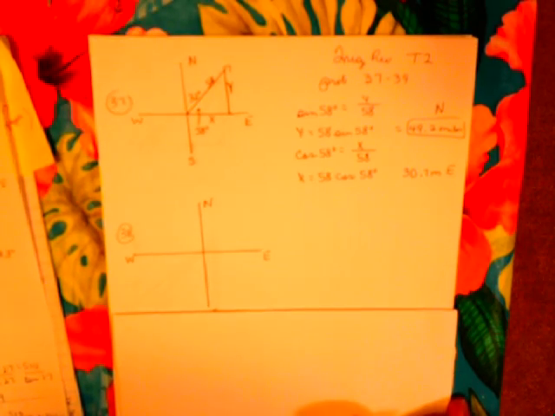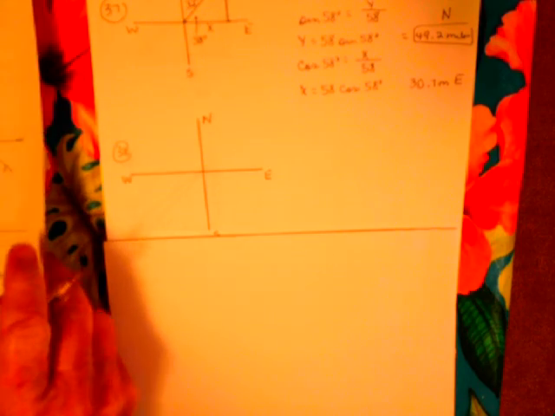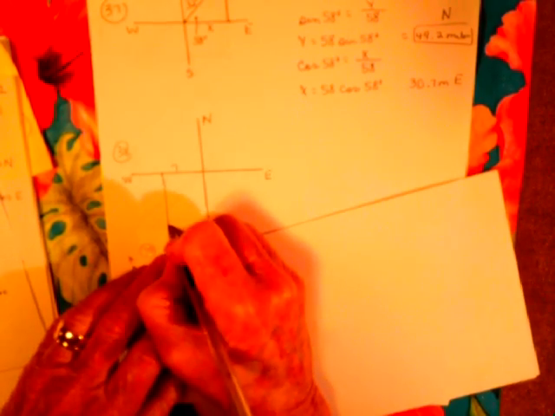Problem 38. A ship is 7 miles west and 39 miles south of a harbor. So this is going to be 7 miles west, and we're going to pick a point down here and say it is 39 miles south. So here we go. That means that that will be a right angle.